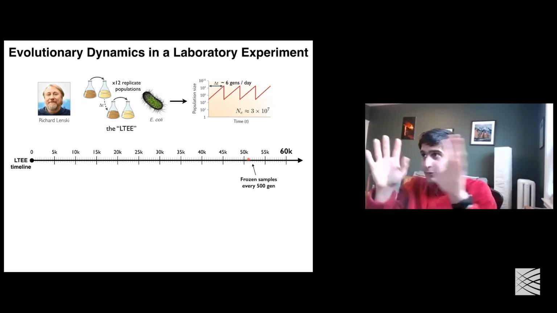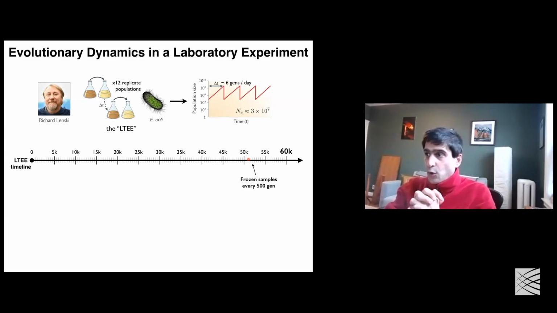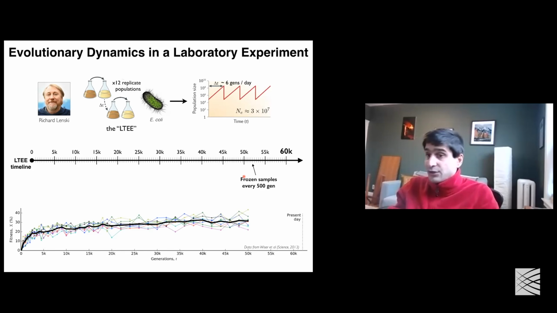And so then you have a sort of frozen fossil record that you can go back to and recapitulate things that have happened over the evolutionary history. So we have this 60,000 generations, now 70,000 generations of evolution with time points frozen every 500 generations. And one thing that you can do is look at phenotypic changes.